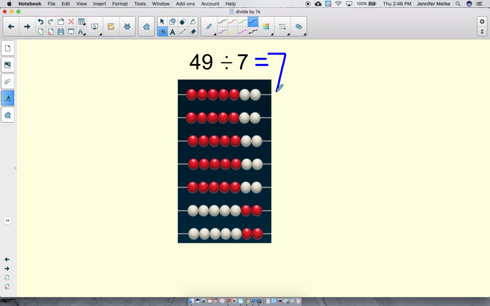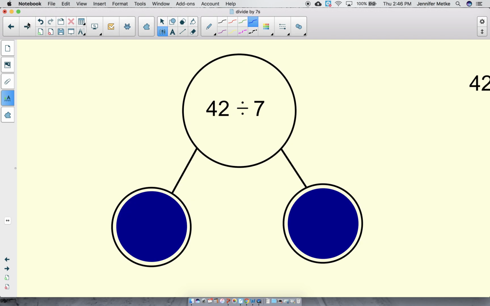So this worked, and in this case we were accurate, but sevens aren't that easy to skip count by, especially when you get a little higher, and it's not that efficient. So what strategy could we use in order to solve dividing by 7 problems? So again, I'm going to think multiplication, and if I just don't know 7 times what is 42, I'm going to use a fact that I already know.